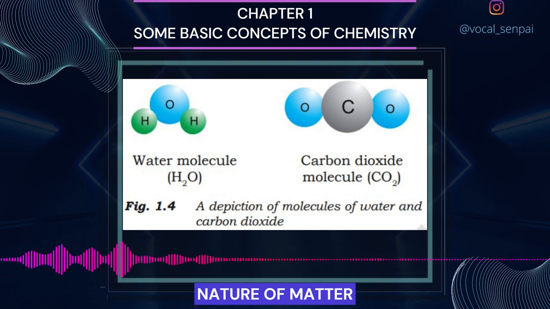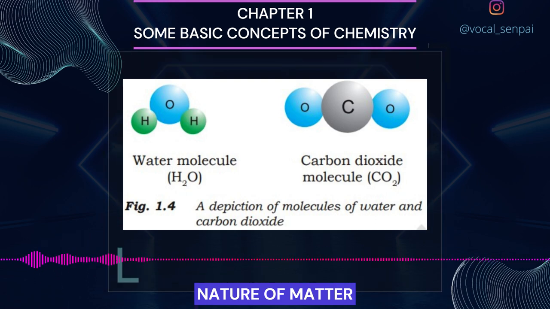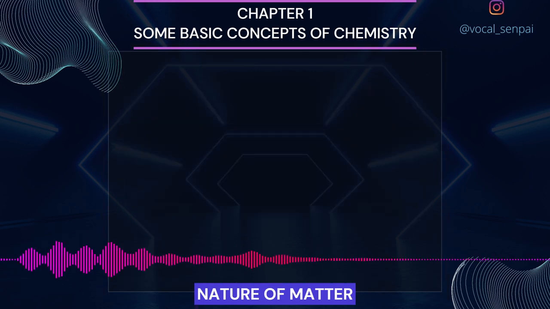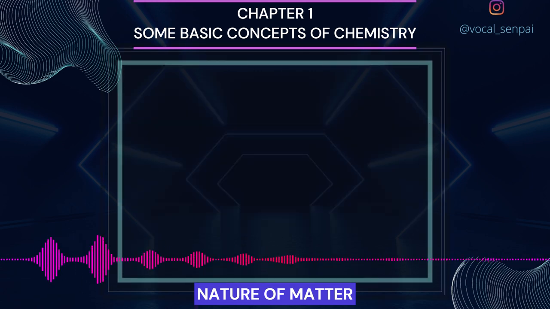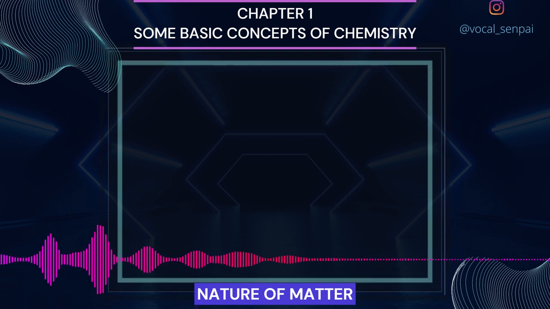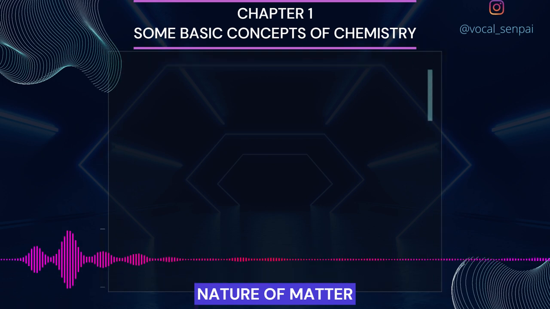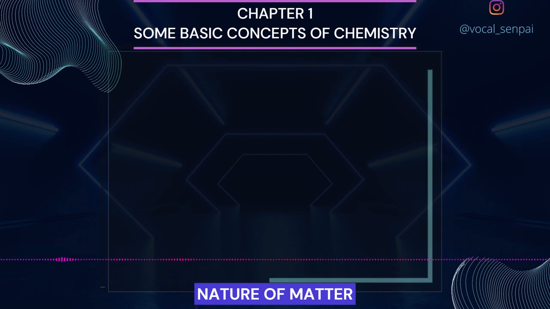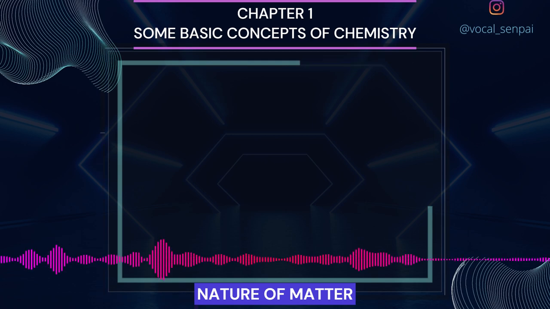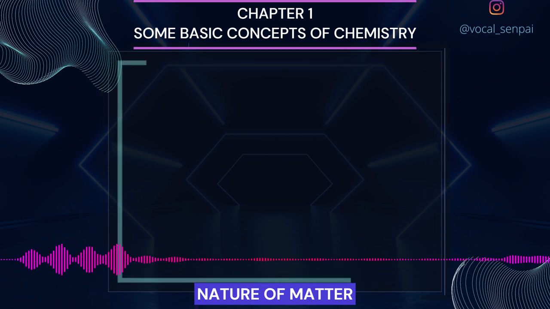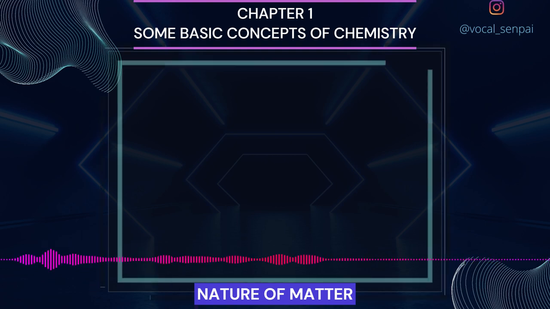The molecules of water and carbon dioxide are represented in Fig. 1.4. Note that a water molecule comprises 2 hydrogen atoms and 1 oxygen atom. Similarly, a molecule of carbon dioxide contains 2 oxygen atoms combined with 1 carbon atom. Thus, the atoms of different elements are present in a compound in a fixed and definite ratio, and this ratio is characteristic of a particular compound.